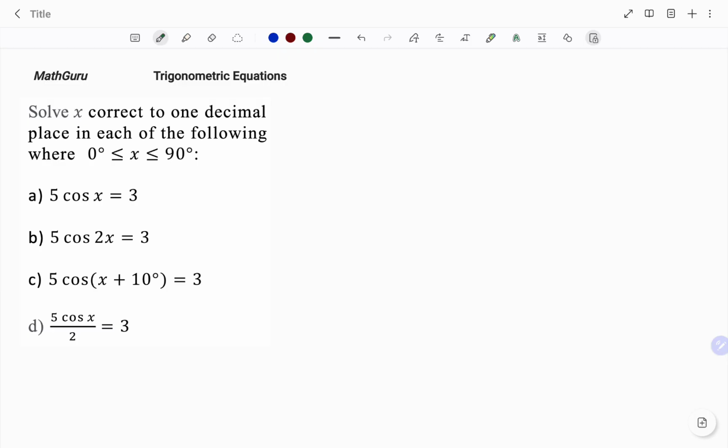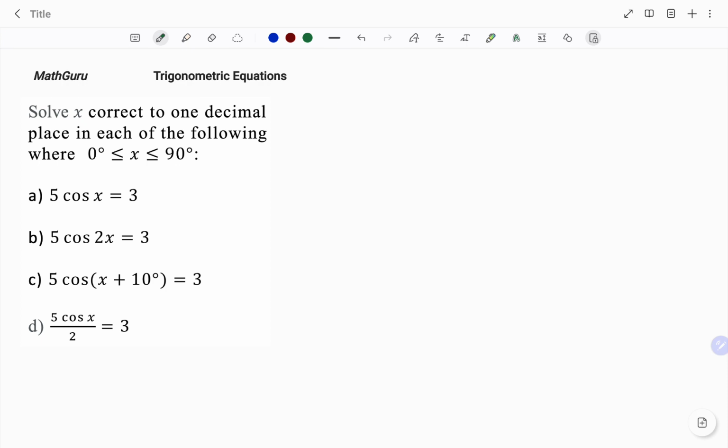We have to solve x correct to one decimal place in each of the following, where the angle x is greater than 0 but less than 90 degrees. What that means is that it is an acute angle, as shown.